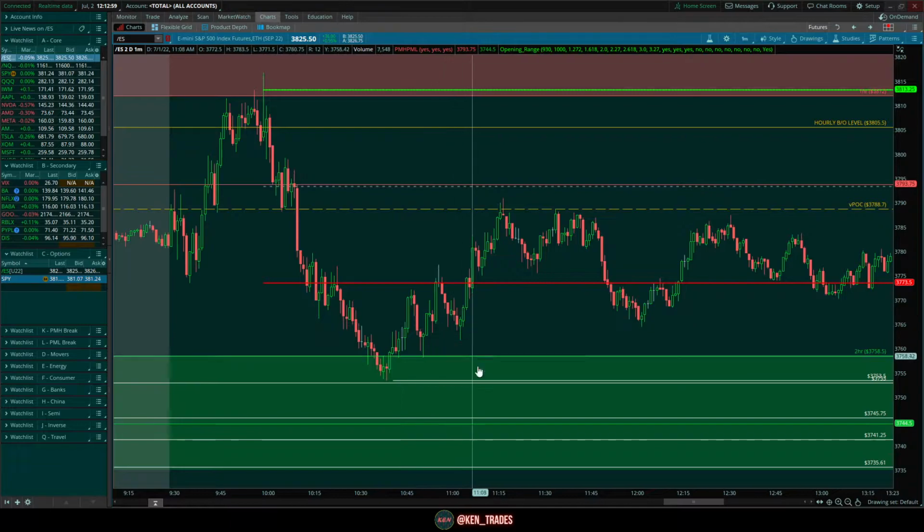So the higher low setup, sorry, I should have done this. Over here, like I mentioned, wait for the higher low to long.